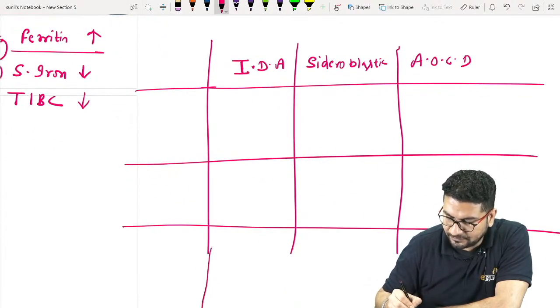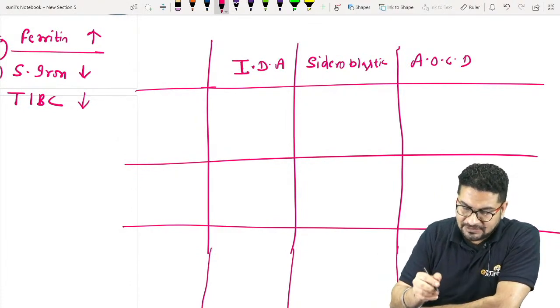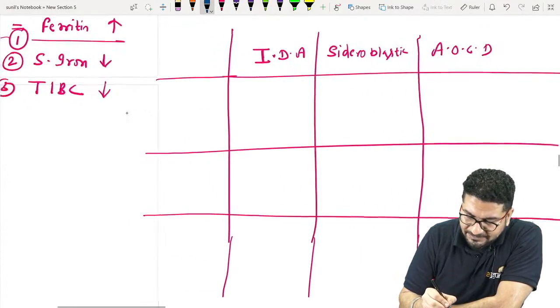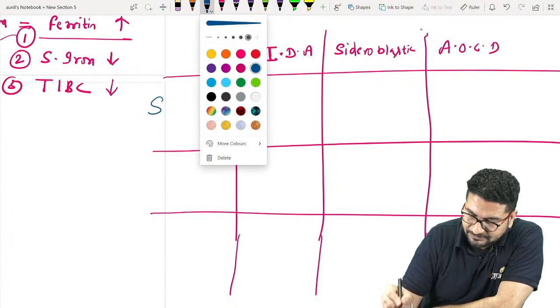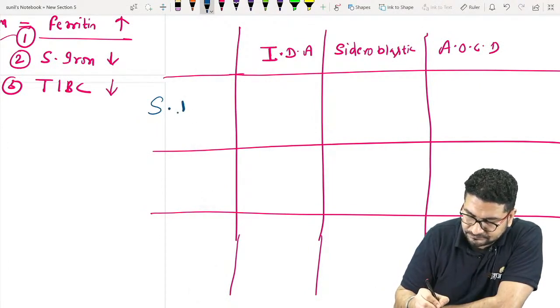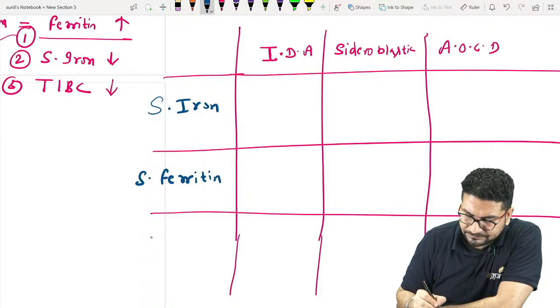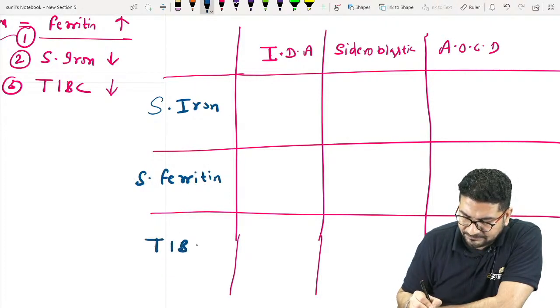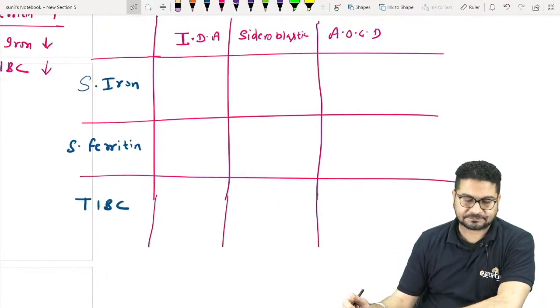First, listen to me very carefully. Just don't blink. Don't blink and see the screen. I told you 3 parameters. The first parameter was your serum iron. The second parameter is ferritin, or serum ferritin, and I told you ferritin is a reflection of your store. And the third parameter is your TIBC. So we need to compare these 3 things.